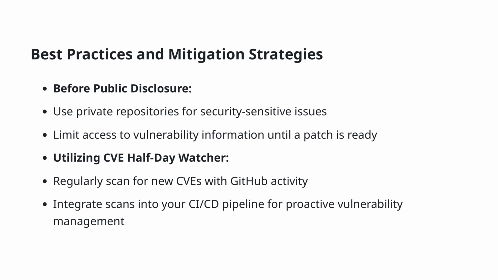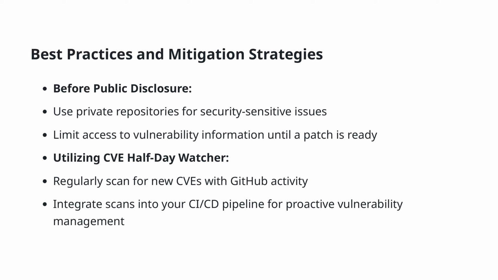Now that we've explored the Log4Shell case study and its timeline, it's important to understand the best practices and mitigation strategies to avoid similar vulnerabilities in the future. Firstly, before the public disclosure of any security-sensitive issue, it's advisable to use private repositories. This helps control access and limits the exposure of the vulnerability information, reducing the risk of early exploitation. Ensuring that only essential personnel have access to this information until a patch is ready is another critical step.